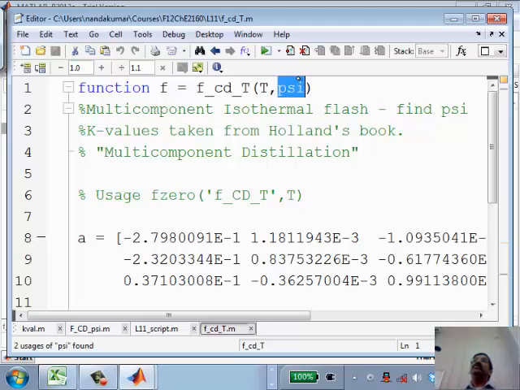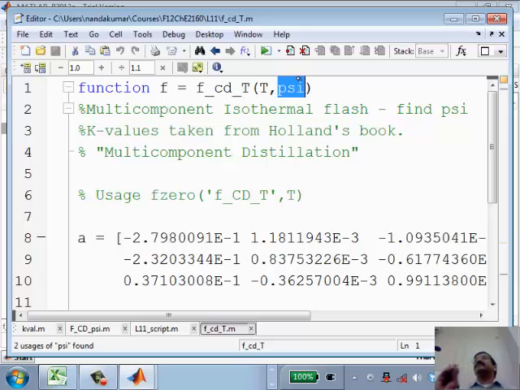And when you pass it to fsolve, fsolve has a clever way to identify which is to be treated as unknown and which has to be given a constant value. Remember, you have only one equation, so only one can be an unknown. The other must be specified. So either you can specify t and solve for psi, or you can specify psi and solve for t. In this case, we're going to specify psi and solve for t.